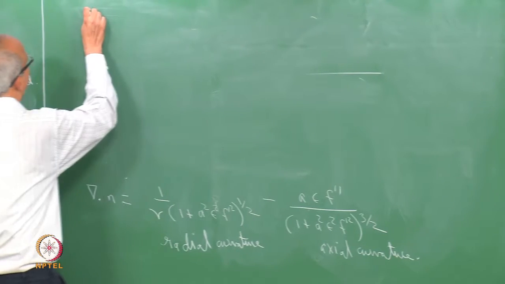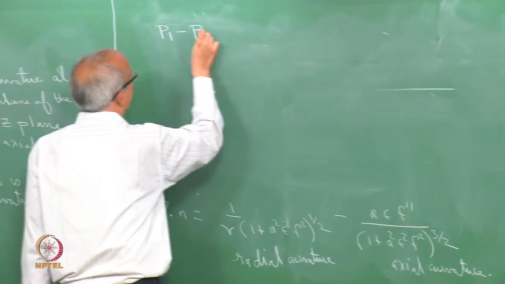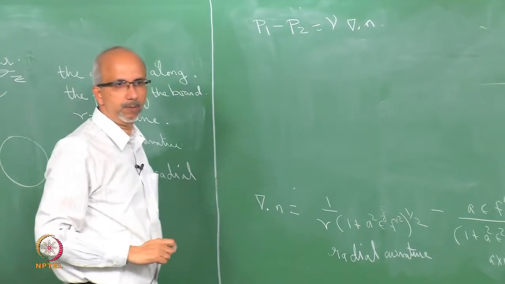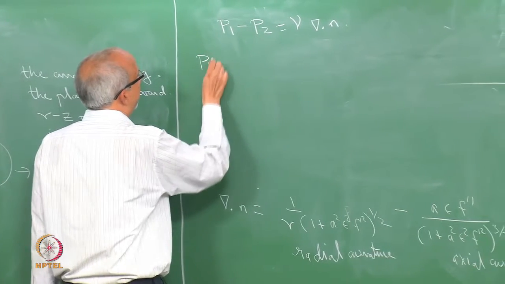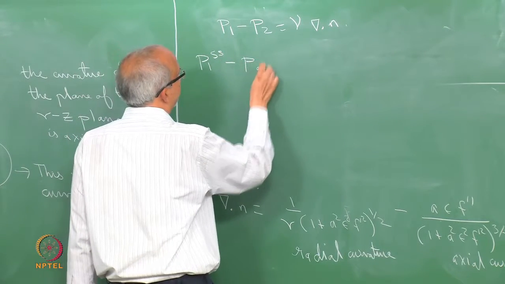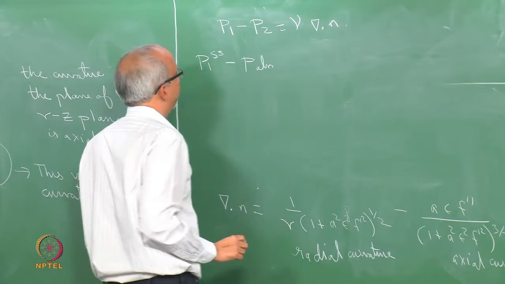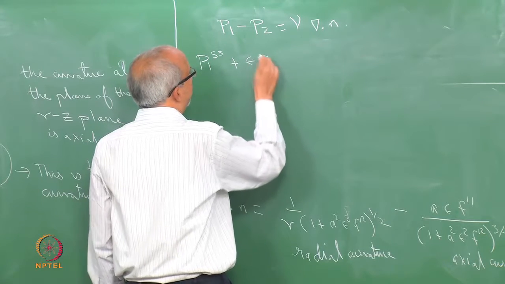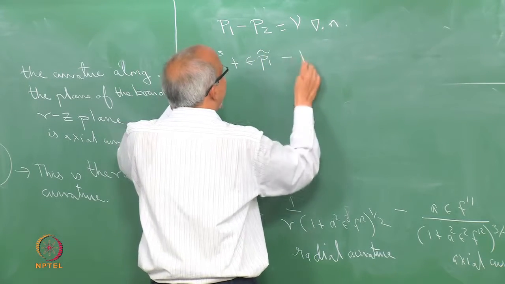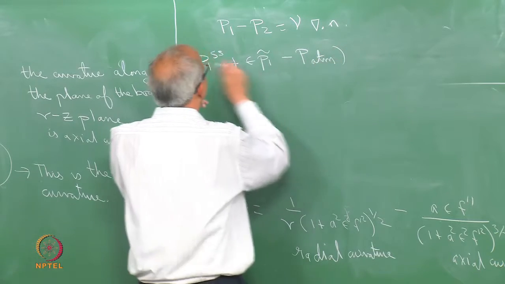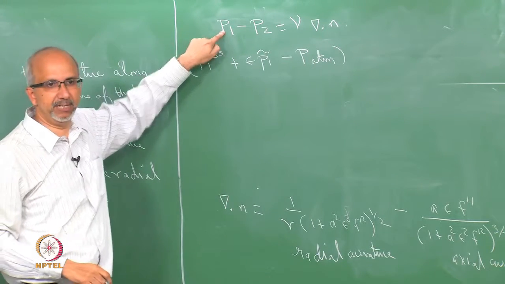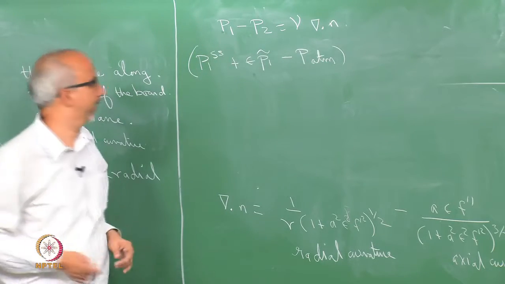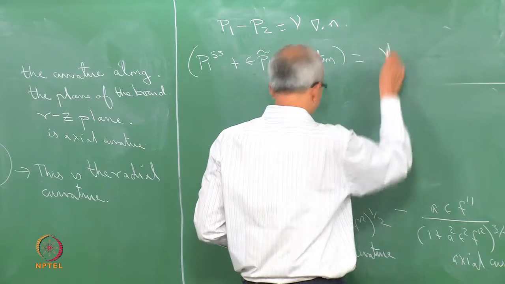The normal stress boundary condition, remember, is P1 minus P2 equals gamma del dot n. And I'm going to write this as P1 SS plus epsilon P1 tilde minus P atmosphere. P1 is P1 SS plus epsilon P1 tilde. P2 is P atmosphere, outside the liquid, equals gamma, my surface tension, times this.